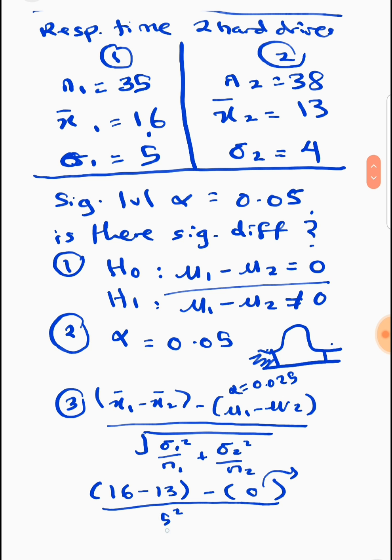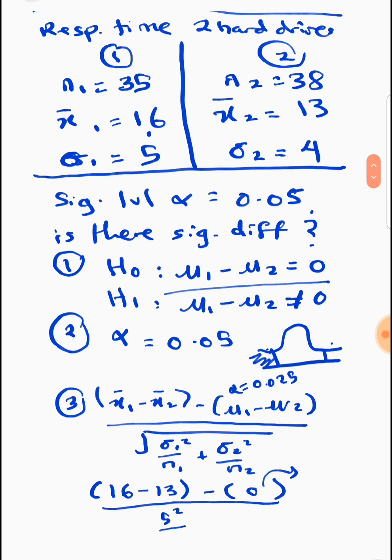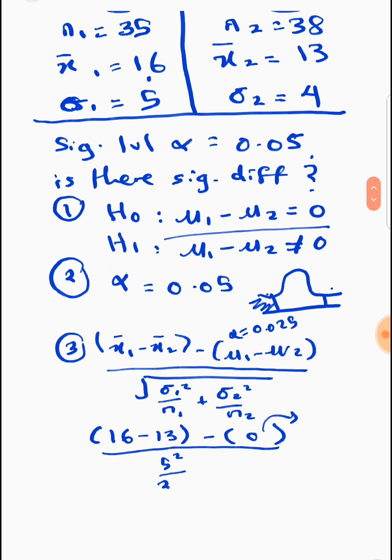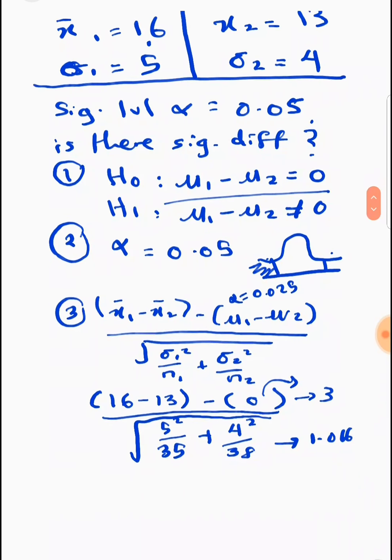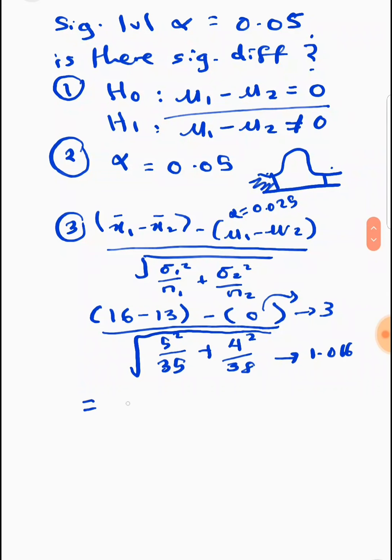Divided by 5 square over my n, which is actually 35, plus 4 square over 38. And of course, don't forget the square root. After calculating, this should give you about 1.066. Well, 16 minus 13 is just basically 3. So divide those two and it gives you about 2.81. Alright. So now, the decision part, isn't it?